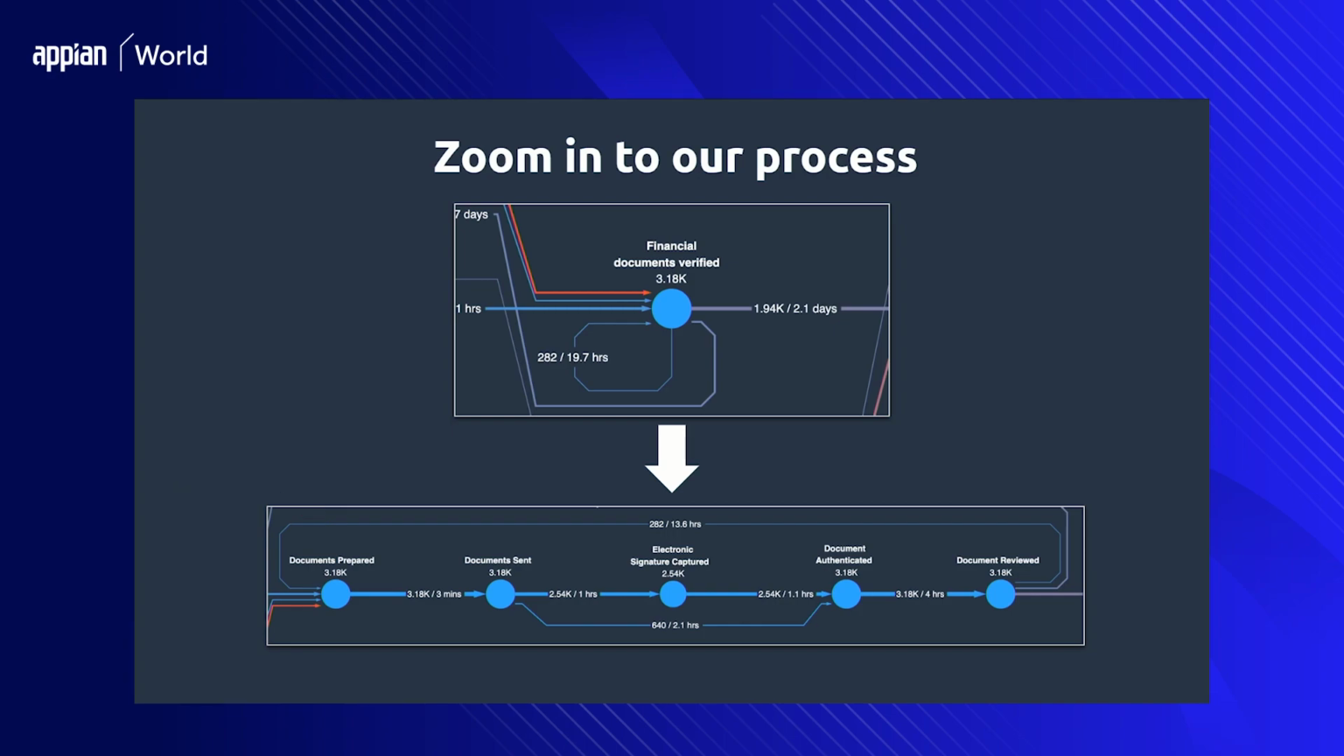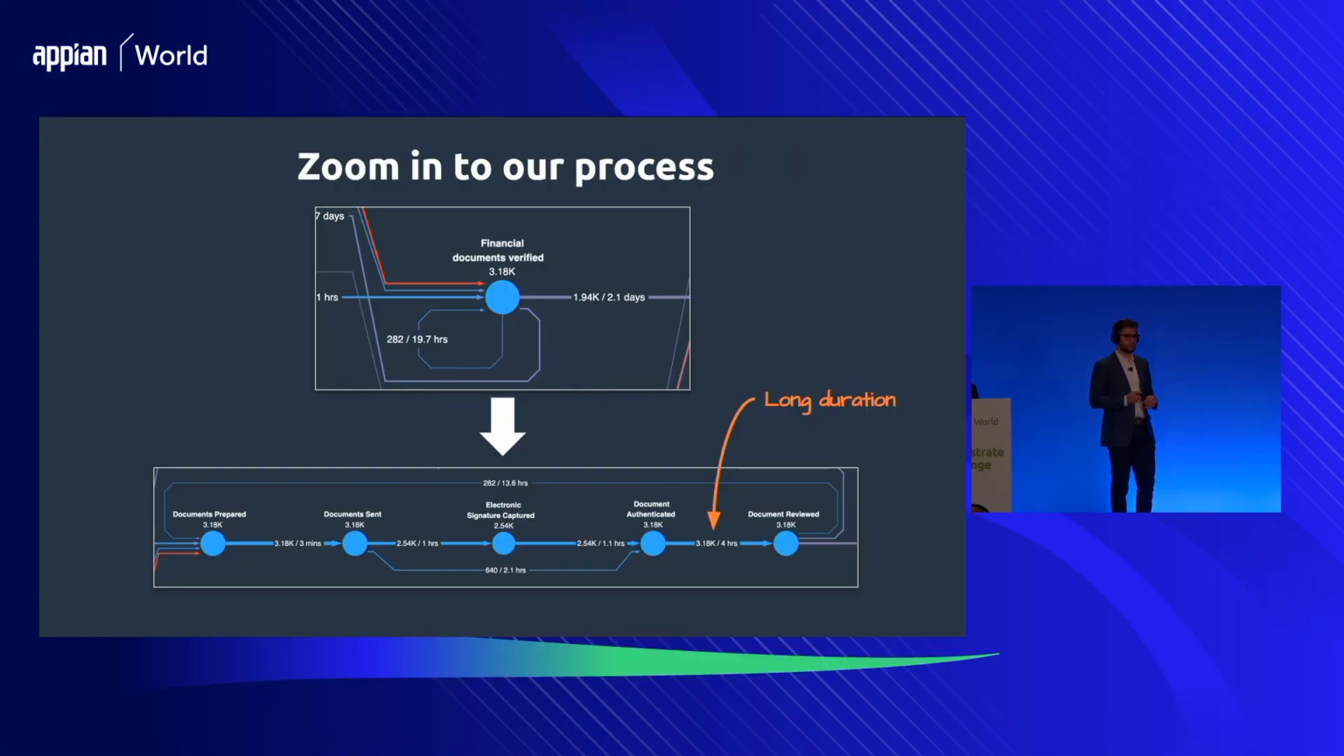So I can see, for example, that we're skipping an activity sometimes, or with the duration numbers that we have up there, I can see that when we authenticate a document to when we're actually marking it as reviewed is taking 4 hours. And that's something that maybe as a process owner, I know that shouldn't take that long. So that might be something I want to follow up on. And I'll show you in a bit about how we can investigate that further.